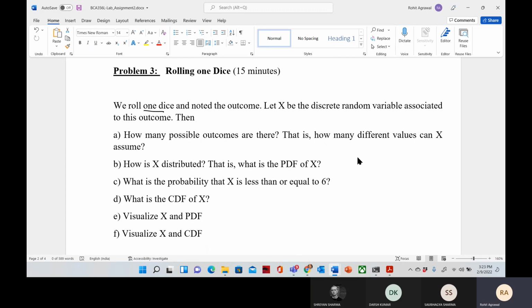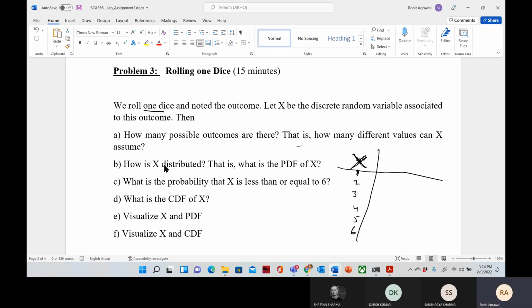If we are rolling one dice and noting the outcome, the outcome can be 1, 2, 3, 4, 5, or 6. Am I right? Yes, sir. So let x be the discrete random variable associated with this outcome. So this is your x value. This time our data is this x value, not the numpy arange function output. How many possible outcomes are there? Six possible outcomes.